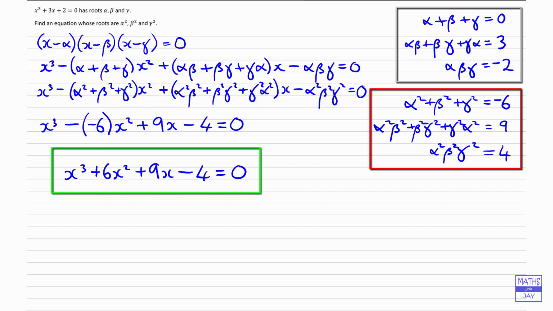You might like to think about another method that you could have used to write down this equation, and the method still wouldn't require you to write down the actual roots of the original equation or of this final equation. And you might well find that method simpler than this one.